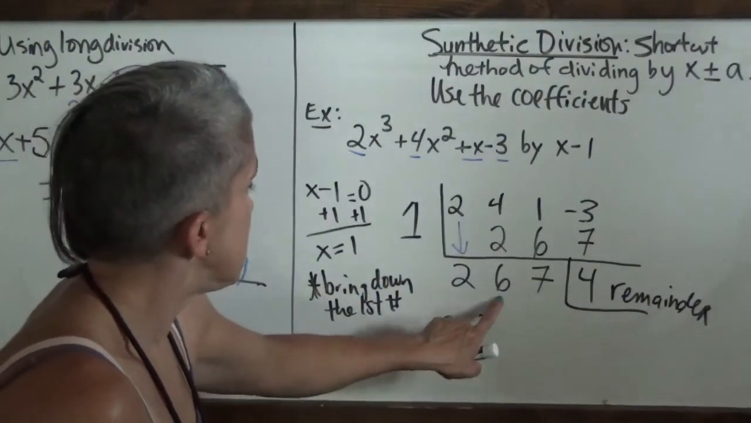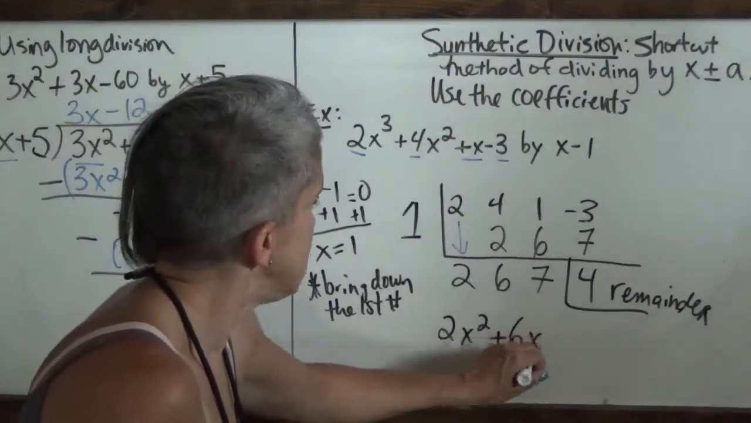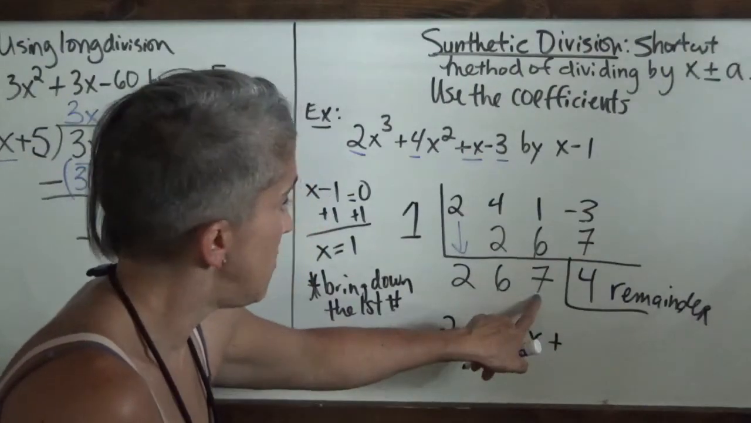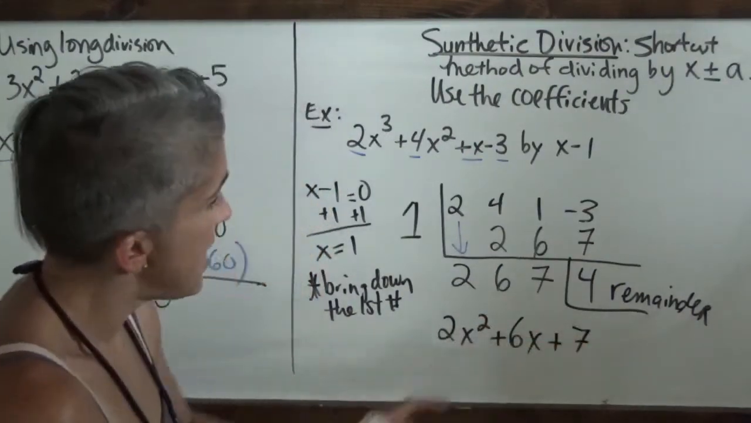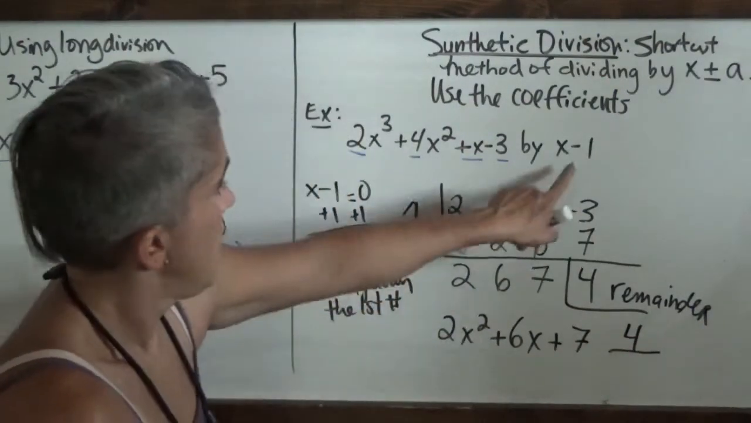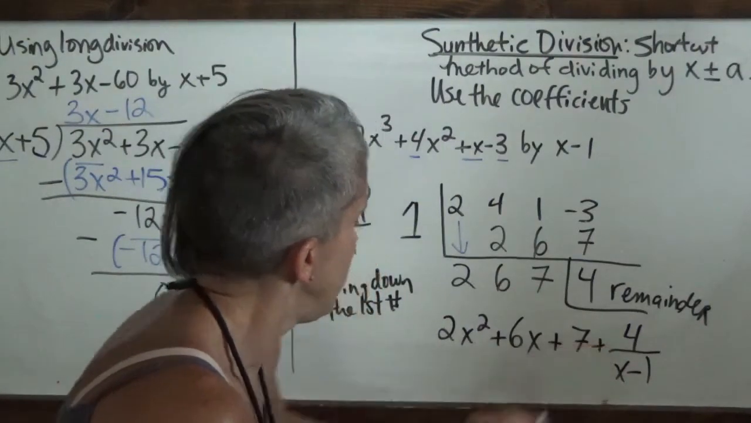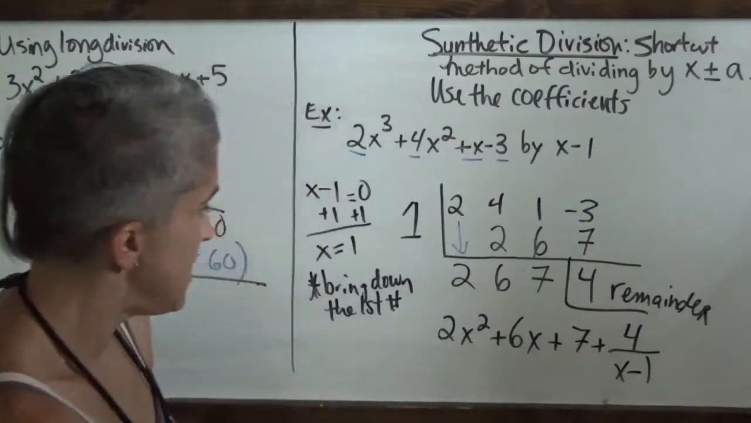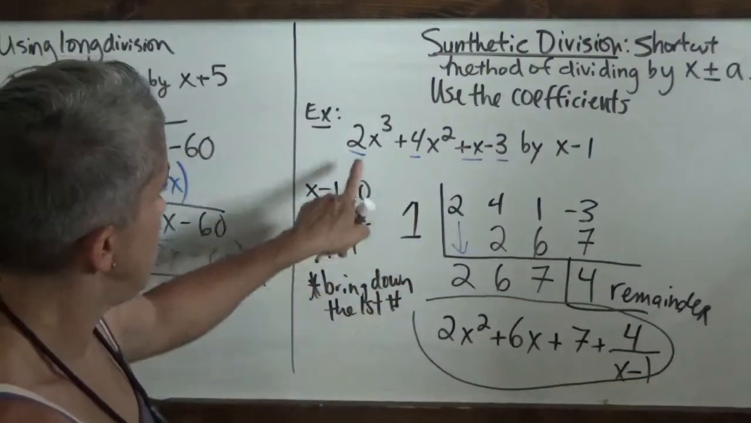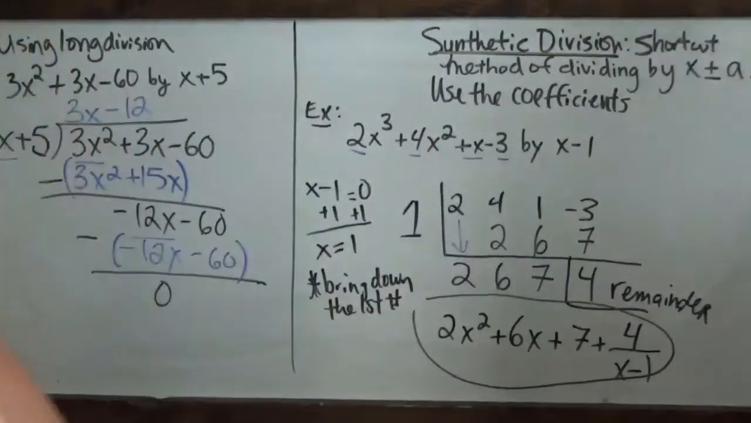2x squared plus, what would come next after x squared? X. So this would be plus 6x. What comes after x? Just your regular number, plus 7. And then my remainder here is 4 over that divisor, x minus 1. We usually add it, put a little plus there. So this is my answer with synthetic division for this problem. Alright, so I'm going to move it up.